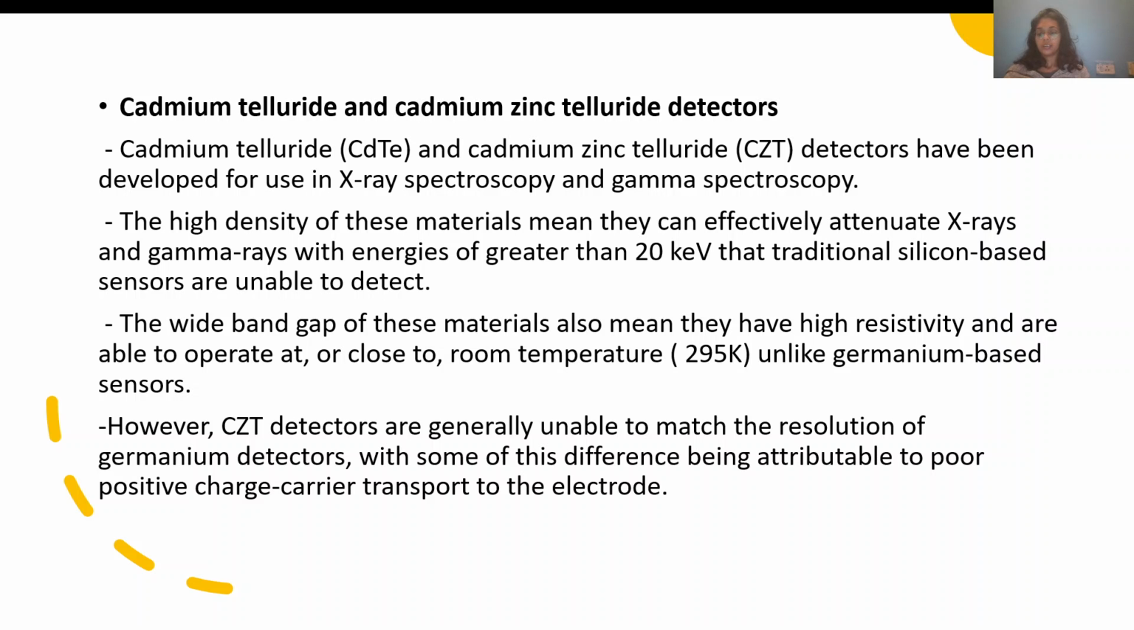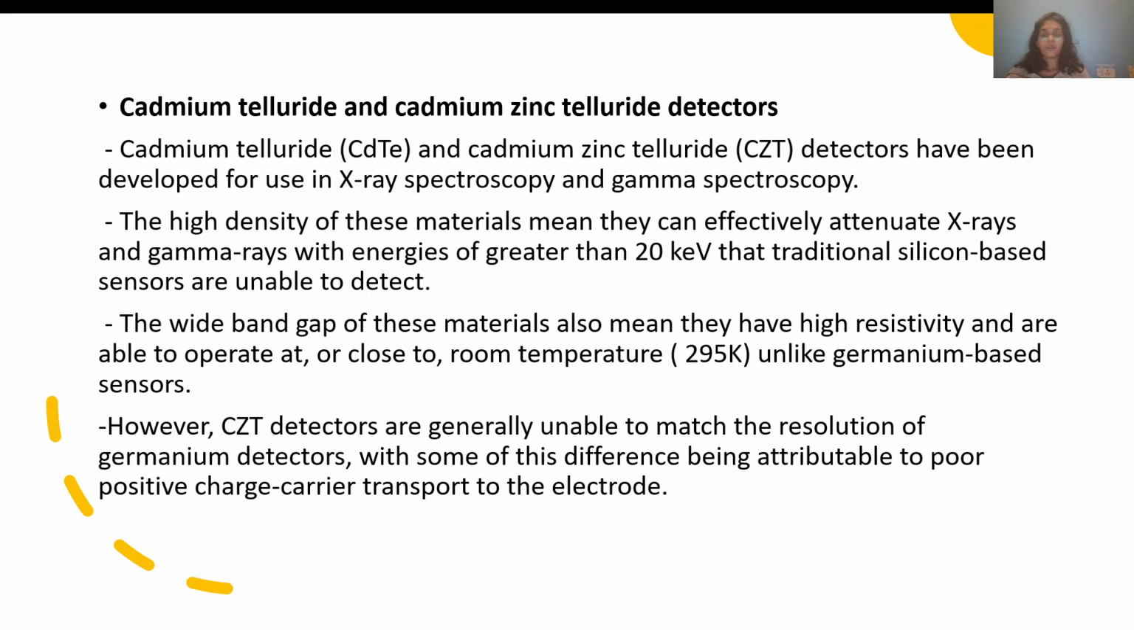The last materials we'll discuss for semiconductor detectors are cadmium telluride and cadmium zinc telluride detectors. Cadmium telluride and cadmium zinc telluride have been developed for use in X-ray spectroscopy as well as gamma spectroscopy. The high density of these materials means they can effectively attenuate X-rays and gamma rays with energies of greater than 20 kilo electron volt that traditional silicon based sensors are unable to detect.